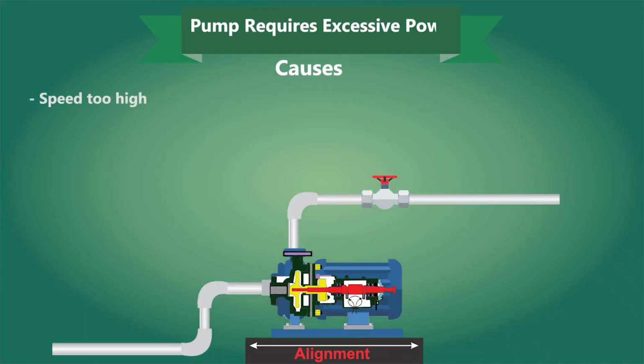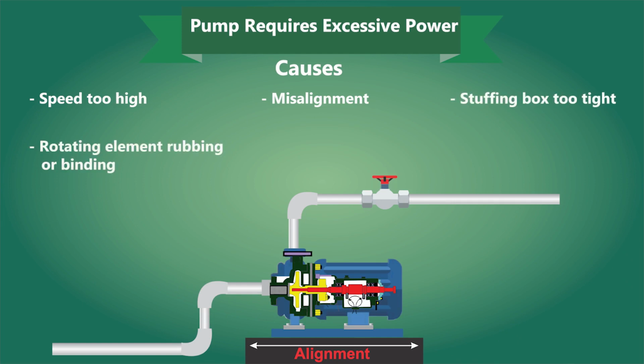If the pump requires excessive power, then what could be the reason? The speed might be too high, there is a misalignment, the stuffing box is too tight, or there could be a rotating element rubbing or binding, there might be a bent shaft, or the bearings have worn out.